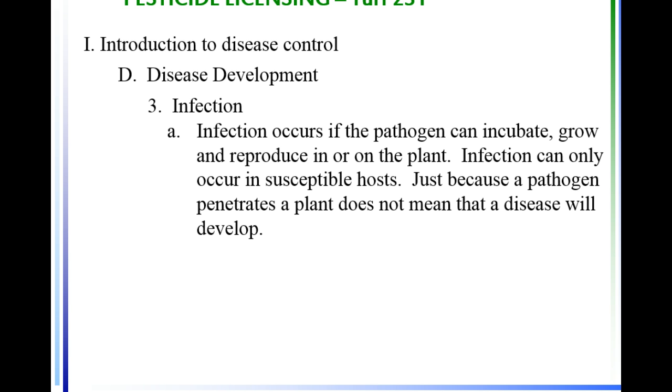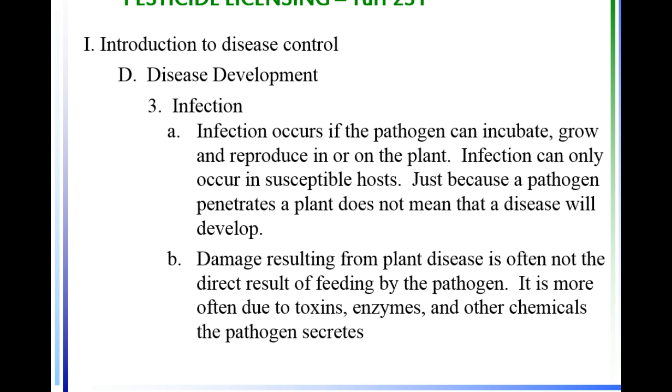Infection is going to occur if the pathogen is incubating, and it can grow and reproduce in or on the plant, but it's only going to be occurring in a susceptible host. And just because a pathogen penetrates the plant doesn't mean that you're going to get a disease developing. You could see the environmental conditions change, or the plant could be resistant to it. Damage resulting from plant disease usually isn't the direct result of feeding by the pathogen. It's more than likely caused by toxins or enzymes produced by the pathogen and other chemicals that the pathogen secretes.